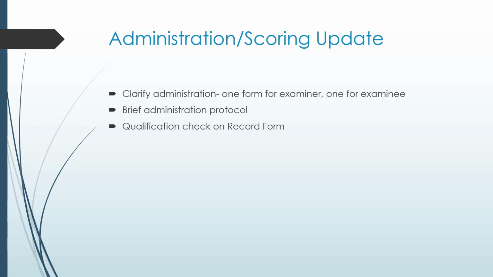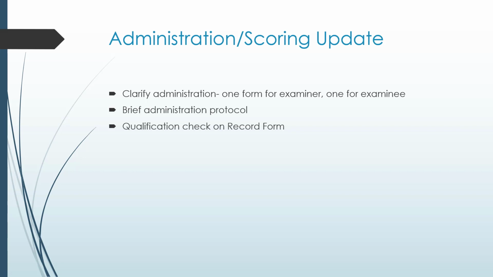There's a new qualification check on the record form to ensure that you'll get a valid result, that the person can accurately read the stimuli. There's also a new plot section on the summary form to present results in an informative way, and that's also on the Stroop application.